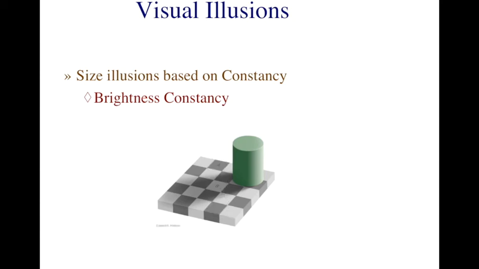What the brain has done is it's made this darker square appear lighter in our perceptual experience, because the brain knows that this is a white square and this is a black square, and simply because this square is falling under a shadow, it hasn't changed its true brightness.